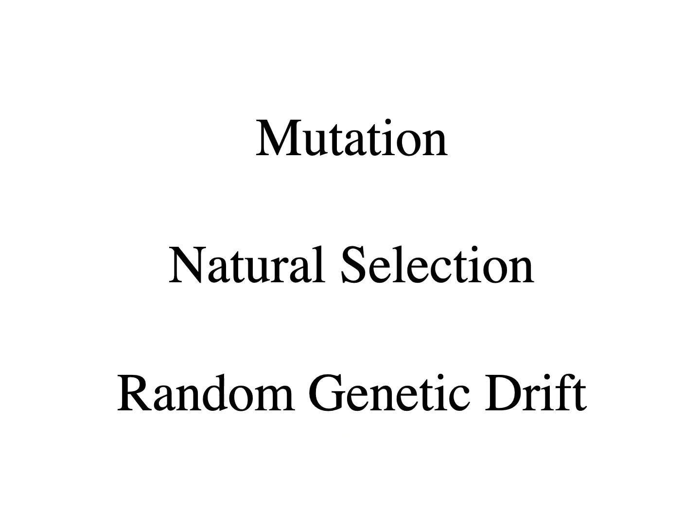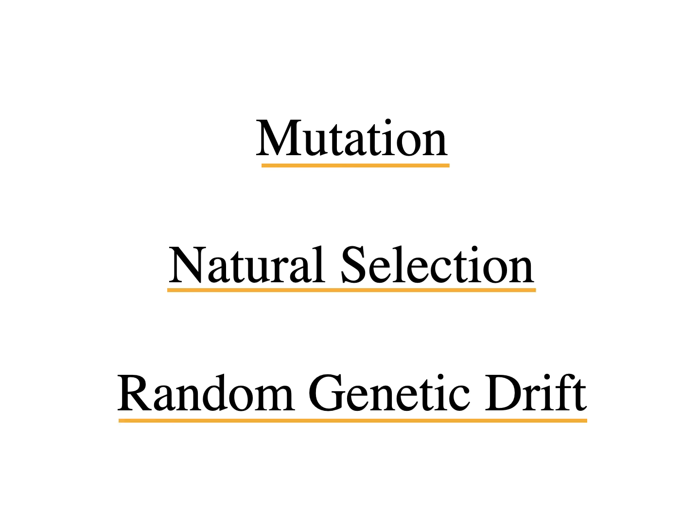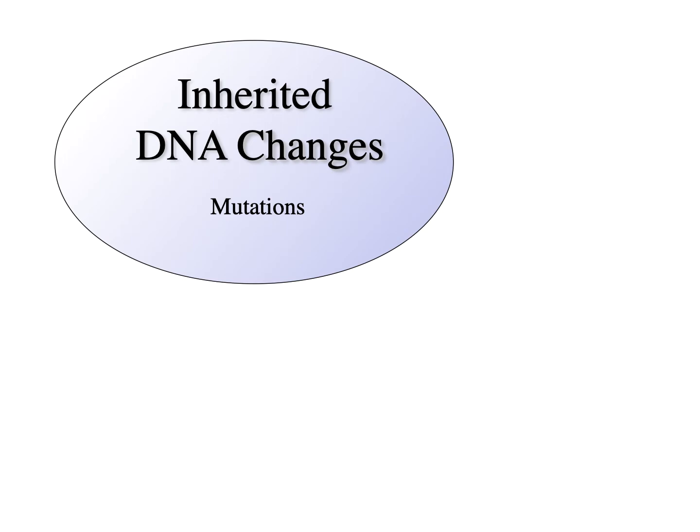So the raw materials of evolution are mutation in the DNA, or RNA in the case of some viruses, natural selection, and random genetic drift. So the first part of this is that inherited DNA changes are known as mutations, and so these mutations then can persist in a genetic line of organisms.